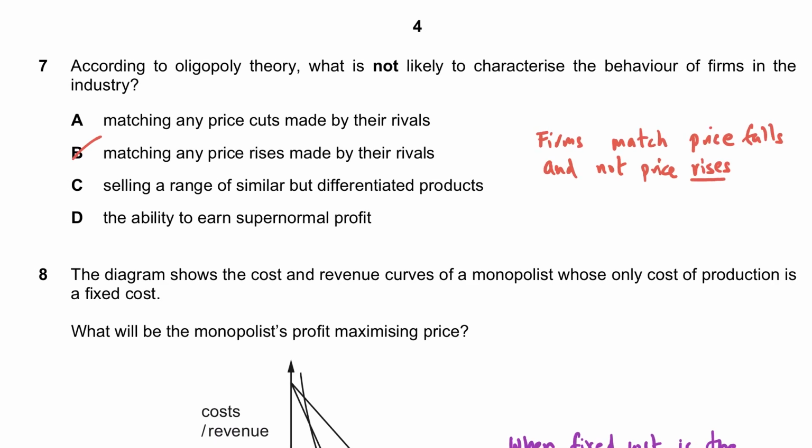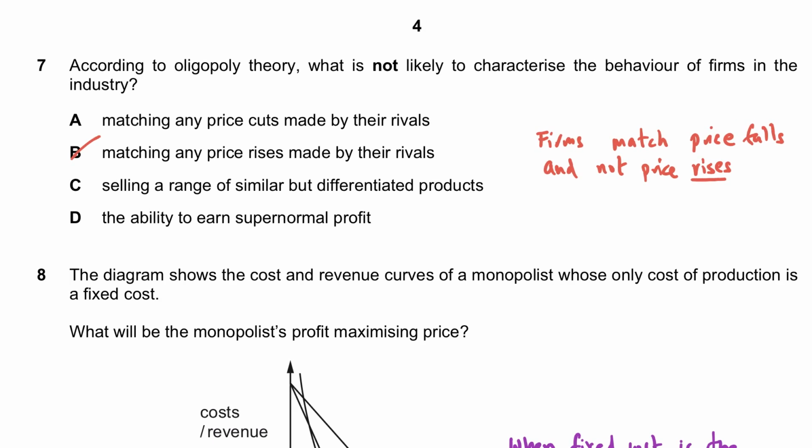Question 7 is about oligopoly. They say, according to the oligopoly theory, what is not likely to characterize the behavior of firms in the industry? Well, we know this in an oligopoly: firms always match the price fall, but do not match the price rise. And that's why the answer is what is not likely to happen in an oligopoly?